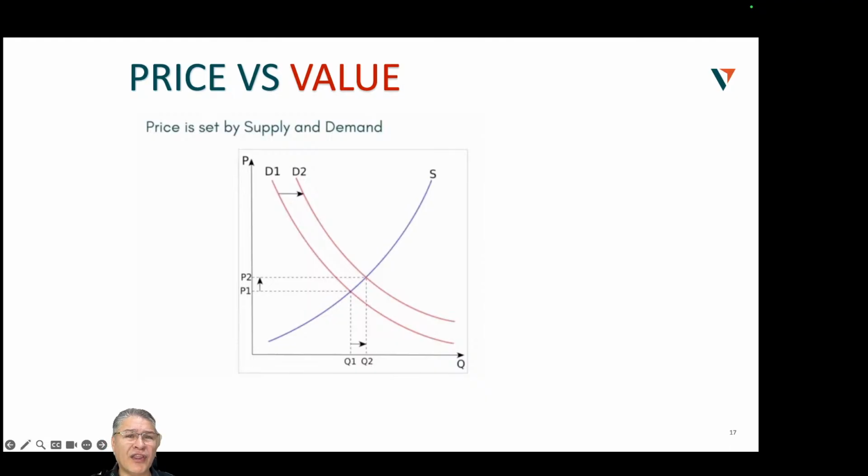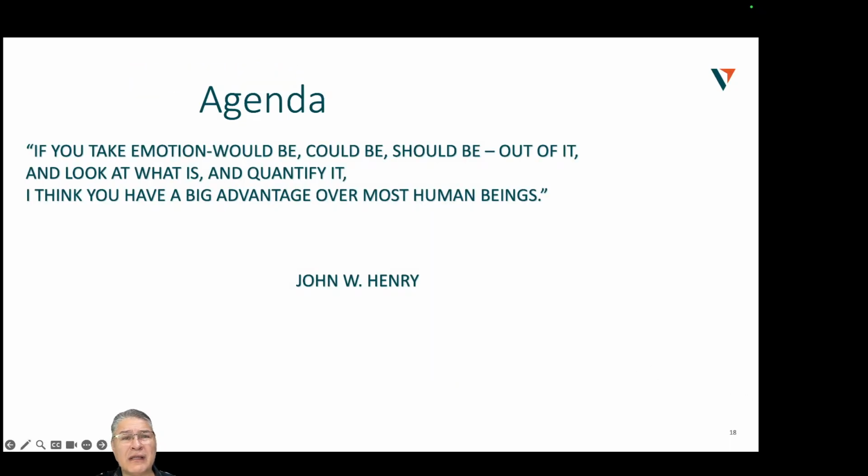And I want you to hold that thought in your mind because it is perhaps one of the most important parts of the magic that we're trying to unlock here, or the message of the market that we're trying to decode, which is related to learning that if you take emotion, the would be, the should be, the could be, out of your decision making, and if you look at what is just happening and you can quantify that, you have a big advantage over most human beings.